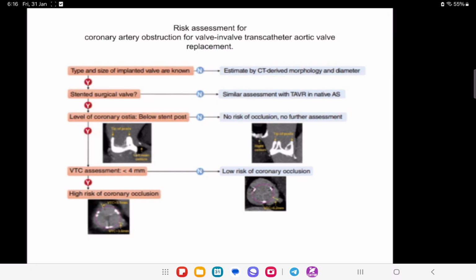Risk assessment for coronary artery obstruction for valve-in-valve transcatheter aortic valve replacement. The type and size of the implanted valve are known. This is estimated by CT morphology and diameter. If it's a standard surgical valve, the assessment is similar to TAVR in native aortic stenosis. The level of the coronary ostia should be below the stent post. This indicates no risk of occlusion or no further assessment. The sinotubular junction to coronary ostia distance, if it is more than 4 mm, means there is a low risk of coronary occlusion. It also has a high risk of occlusion if it is less than 4 mm.